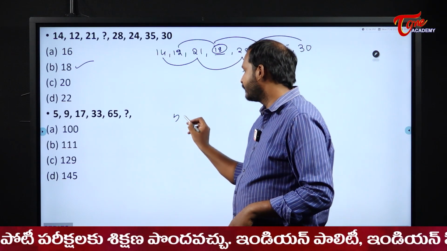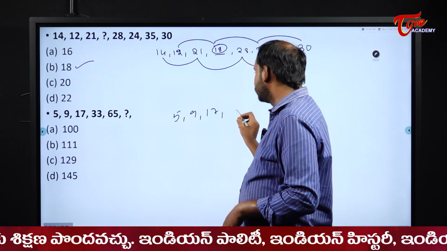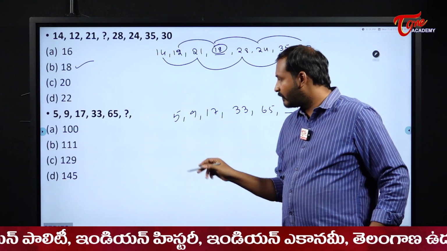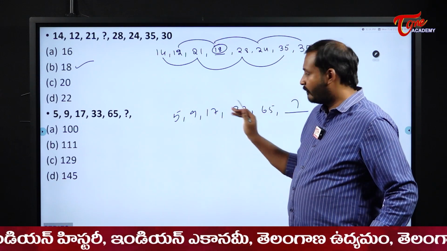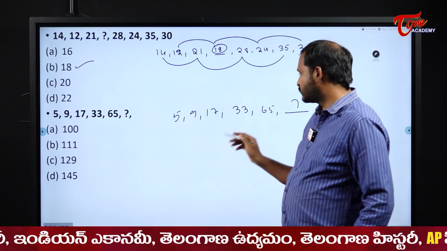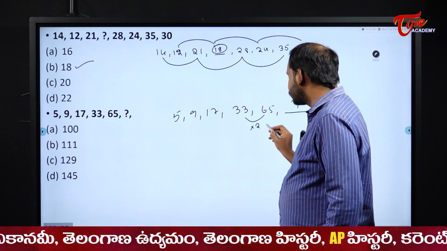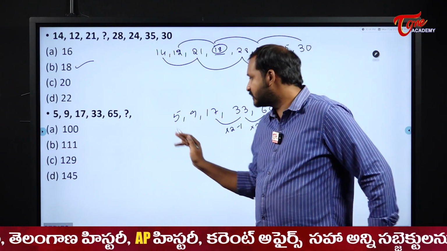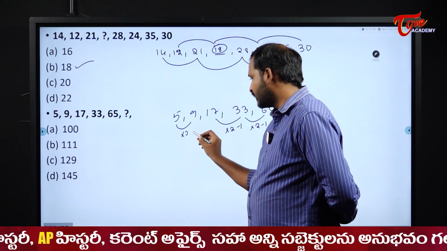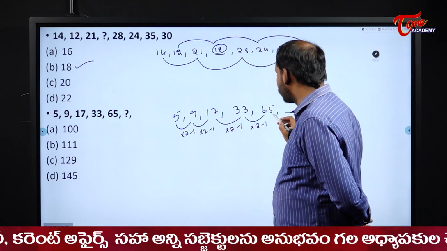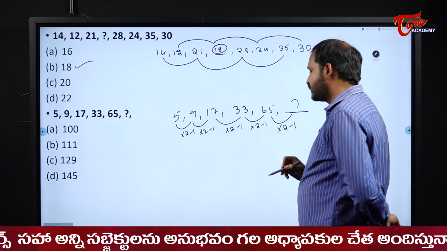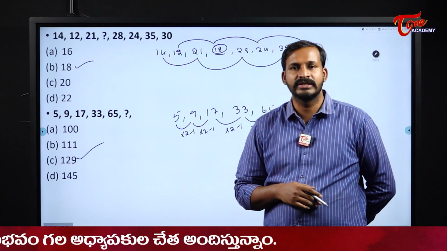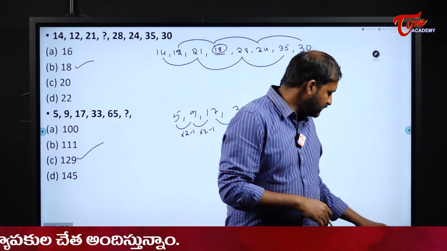Next one is what? 5, 9, 17, 33, 65. What comes next? See here, more or less equal to double. So 33 to 65 is into 2 minus 1. 17 to 33 is into 2 minus 1. Now you check the remaining. Is it working or not? Into 2 minus 1. Yes, it is working. So 65 into 2 becomes 130. 130 minus 1 becomes 129. So our answer here becomes 129. Right? Next one.